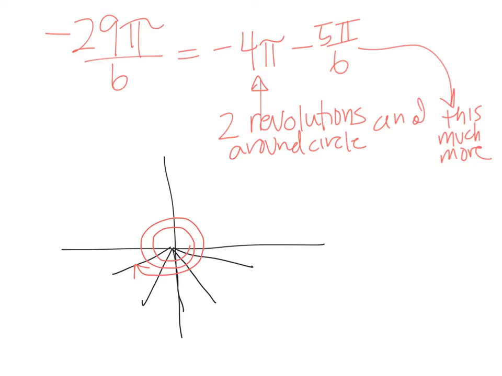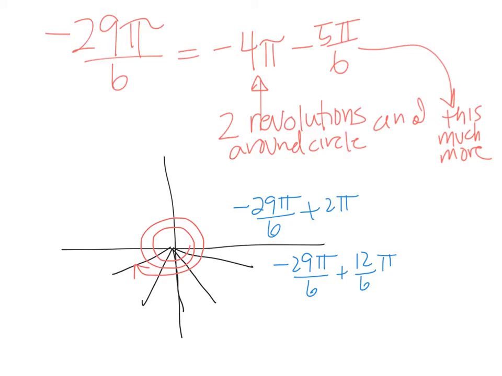So like I said, you can add 2 pi or subtract 2 pi from any radian angle to get a coterminal. So if we take this one and we say negative 29 pi over 6, and I add 2 pi, well, that has to be in sixths. So negative 29 pi over 6 plus 12 over 6, that's 2 pi, 12 pi over 6. That gives me negative 17 pi over 6. So that would be coterminal with negative 29 pi over 6.